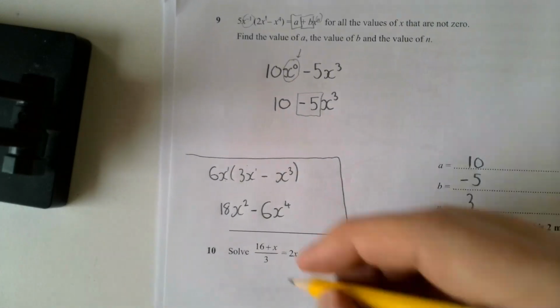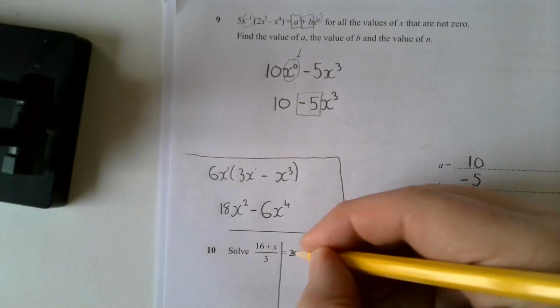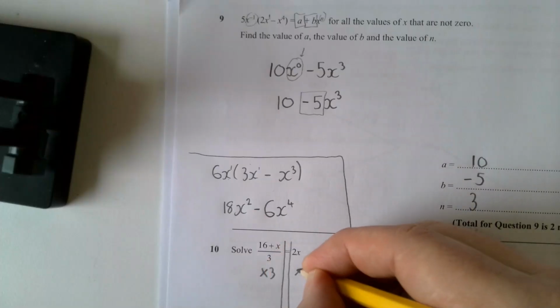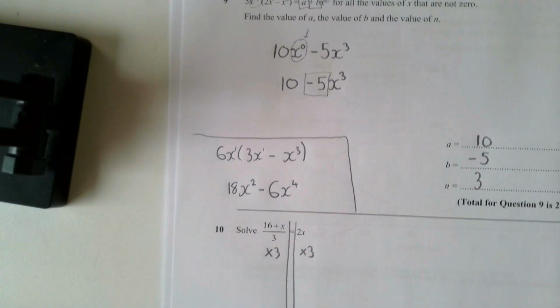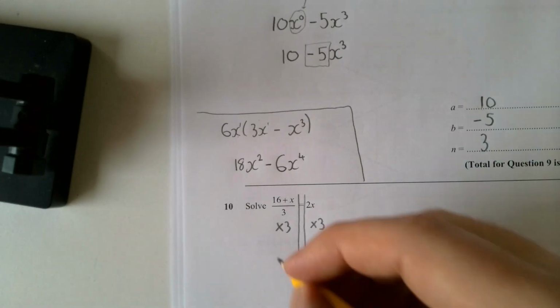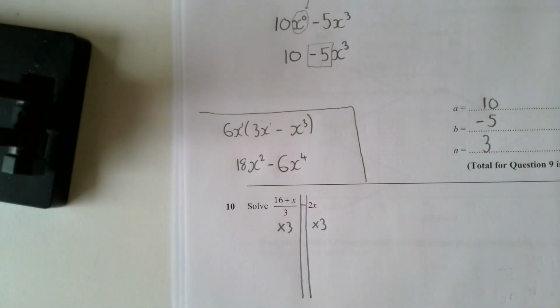So I'm going to try and solve this equation. There's loads of different orders you can do it in. Most people would multiply by 3 first. If you multiply both sides by 3, you get rid of that fraction and everything becomes a bit simpler. So just by doing that, I'm going to get myself a mark.